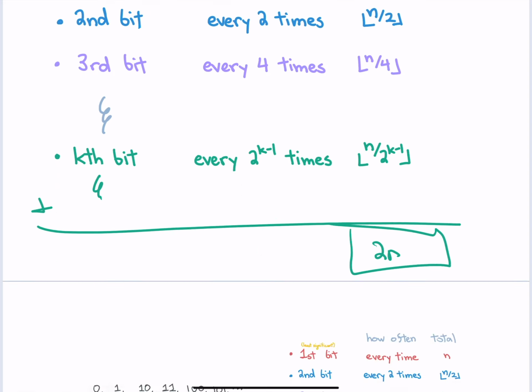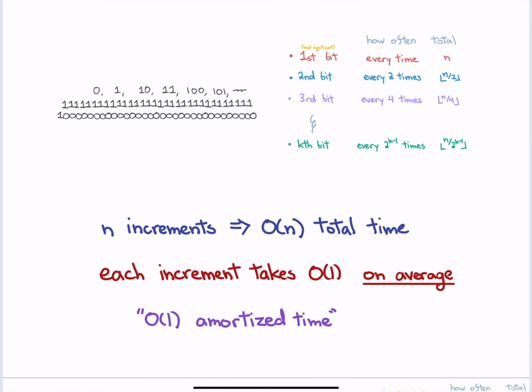Okay, so this is called amortized time. Right now we have something where n increments leads to 2n bit flips, or 2n time, big O n time. And so each increment will take constant time on average in hindsight. Okay, on average in hindsight. And that's what we call amortized time.